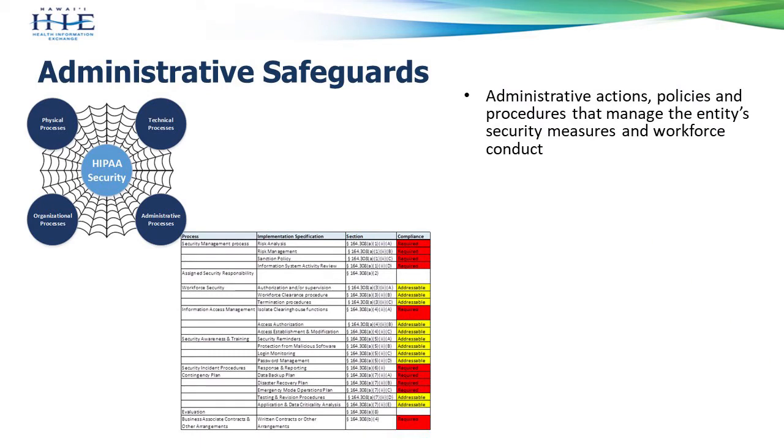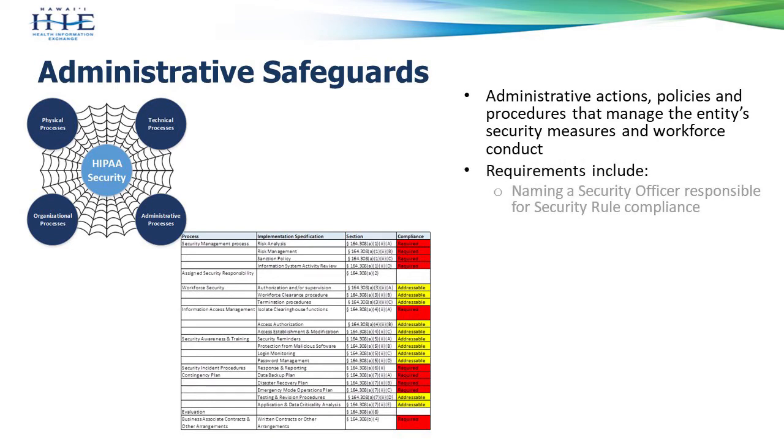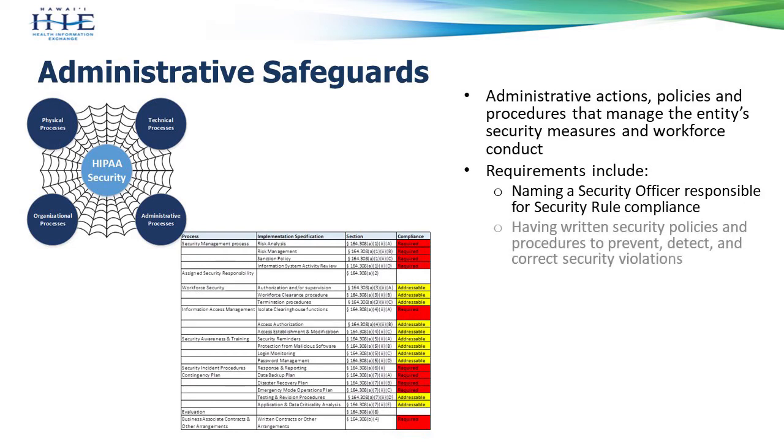Administrative safeguards focus on processes required to properly organize an effective security program. Key requirements include naming a security officer who is responsible for overall compliance with the security rule. Because of the focus on electronic PHI, this individual typically needs to be familiar with information or cybersecurity controls. Having written security policies and procedures that are intended to prevent, detect, and correct security violations ensures that implementation can be accomplished even in environments with high staff turnover.